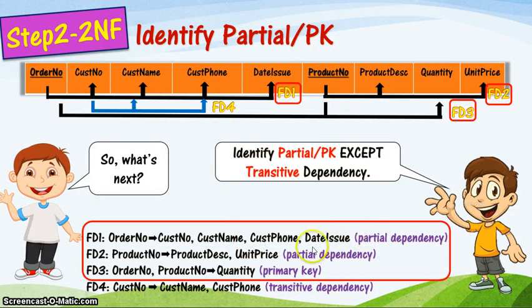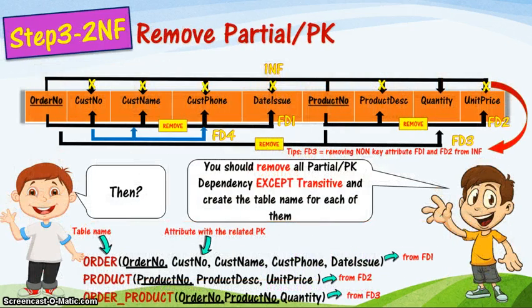Okay, we identify partial. We already label this now. Partial or PK. Right. So you remove FD1, FD2, FD3. Alright. Okay, create a table. This is the format: table name and the attribute. And make sure that the primary key must be underlined. The primary key must be underlined, like this. This is a standard format.